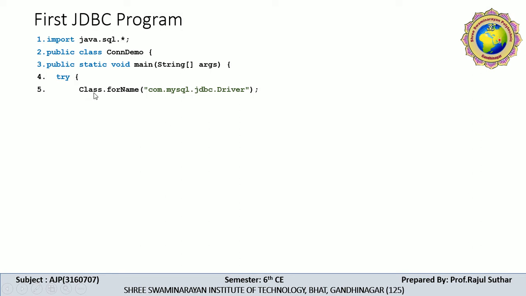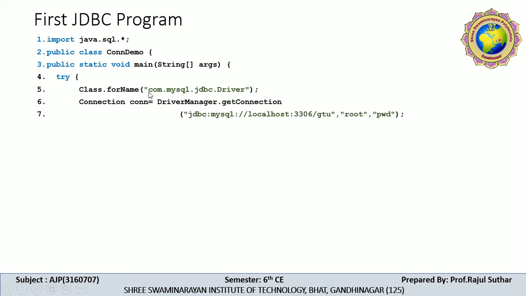Class.forName: we load the particular class. This forName is required to load the driver. Connection con is equal to DriverManager.getConnection. We are using MySQL, so jdbc:mysql://localhost:3306 port number, then slash GTU. We are using the username and password, so this is the total connection string. Then Statement is equal to connection.createStatement().